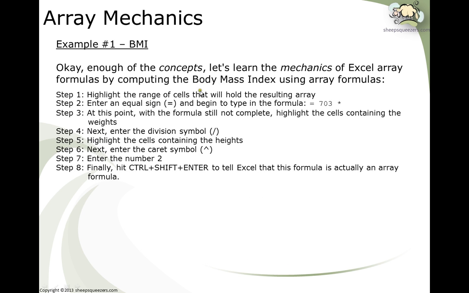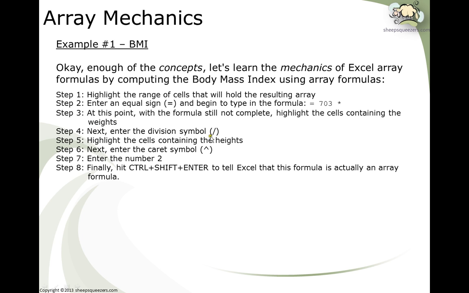Highlight the range of cells that will hold the resulting array. Step 2, enter an equal sign, just like you would normally do for a formula, and begin to type in the formula equals 703 asterisk for multiplication. At this point within the formula, with the formula still not complete, highlight the cells containing the weights, using your cursor, using your mouse.